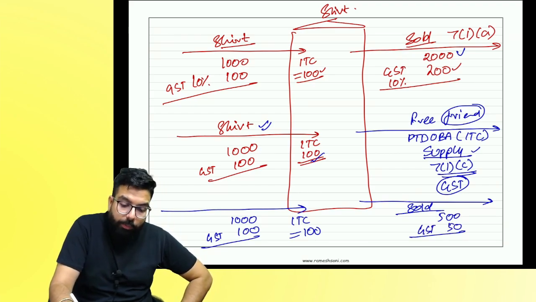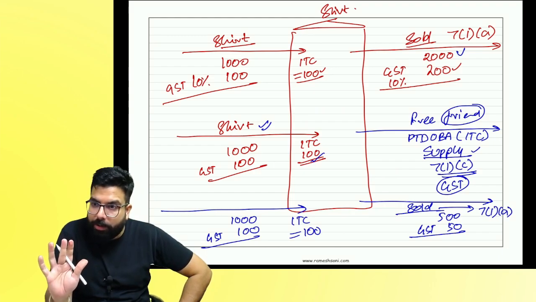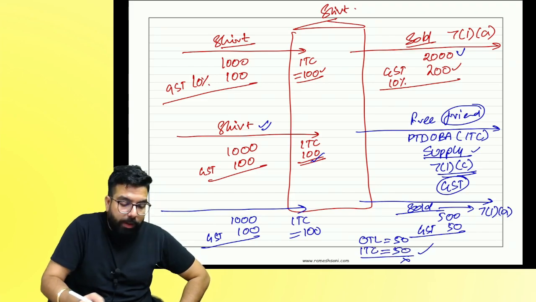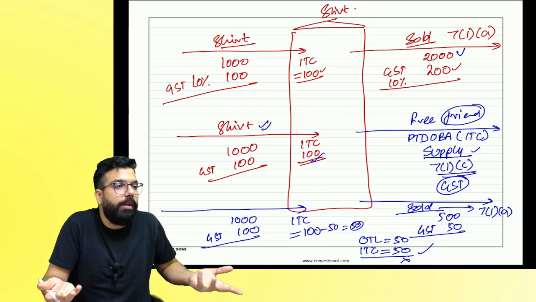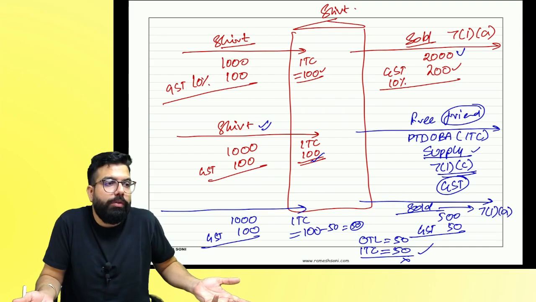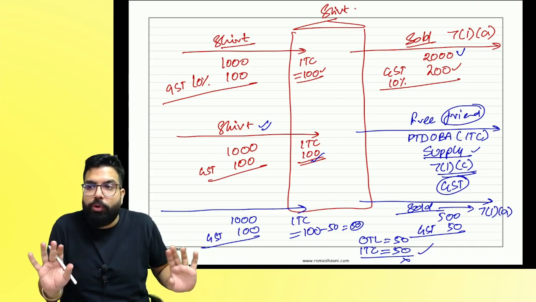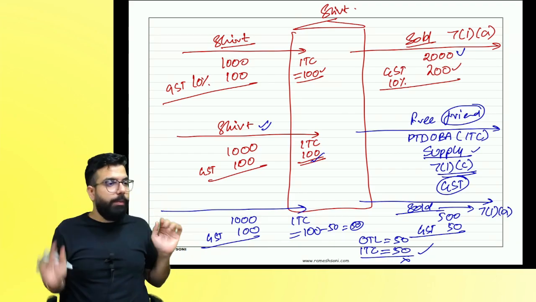Which section first of all? Sale means which section? 7.1. Any doubt till here? Output tax liability 50. Input tax credit 50 you will use, and 50 will remain as balance with you. You use it later. If you can't use it, forget it. Government does not give a refund of ITC. You have to use it. Are we clear till here?